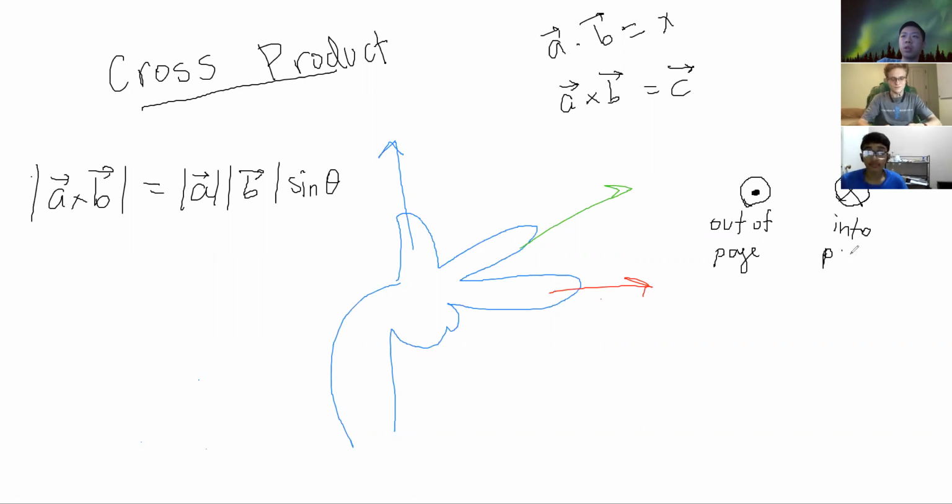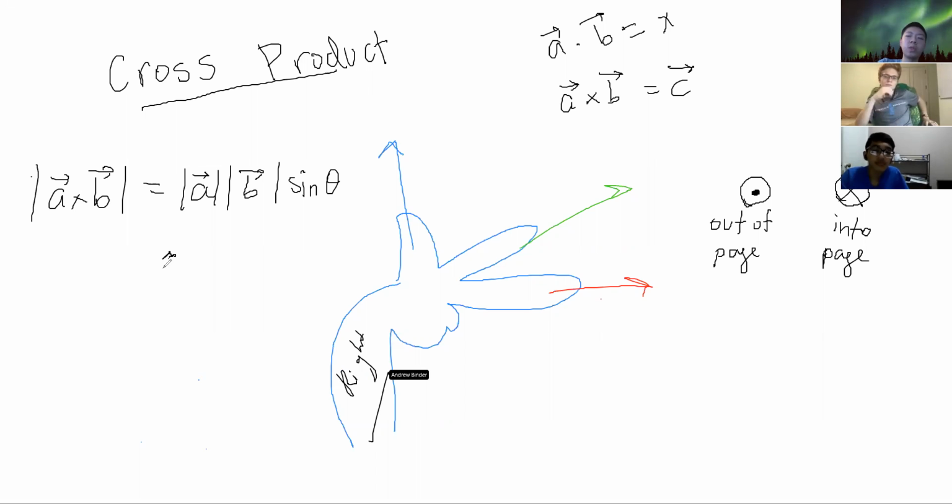So now how do we determine, okay, we have the magnitude of A cross B figured out, right? The magnitude of A cross B is equal to the magnitude of A times the magnitude of B times the sine of the included angle. But how do we tell which side it is going to go in? So here's what we do. We take our coordinate system on our page, so this is the Y direction and this is the X direction.